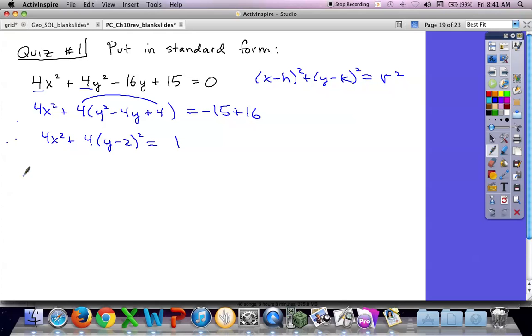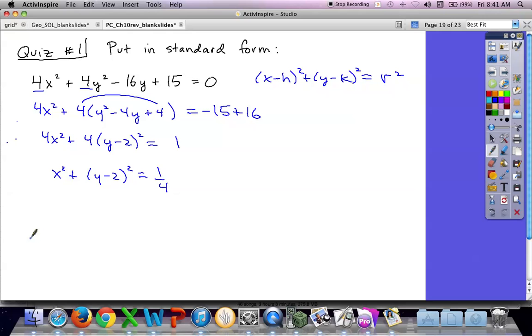Now, that's not standard form. It's a circle, so it needs to look like this. What should have happened at this point is divide by 4, to get rid of the coefficients in front of the x squared and the y squared, so that it all shows up as a radius on the other side. It'll be x squared plus y minus 2 squared equals 1/4.